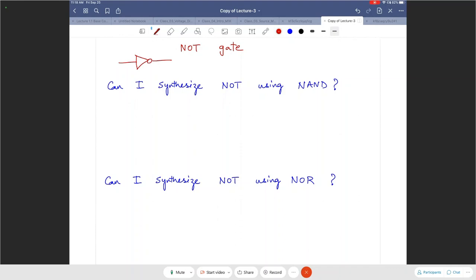So let's take a look. In order to find this answer, I'm going to use a Boolean algebra property. What is X AND X? X. Okay, so if X AND X is X, if I complement both sides, what do I get?